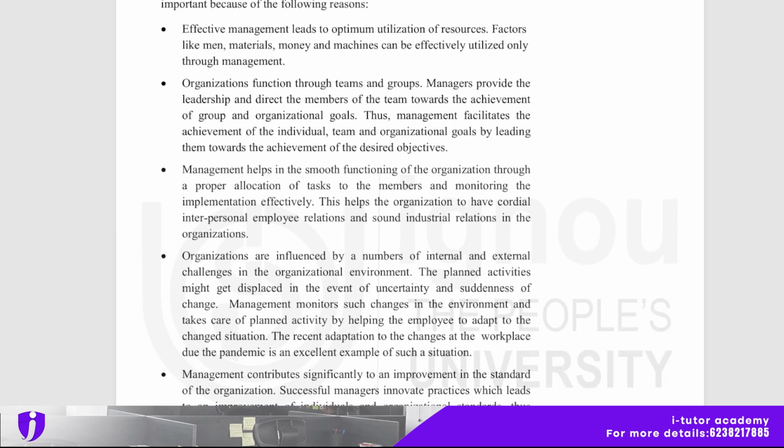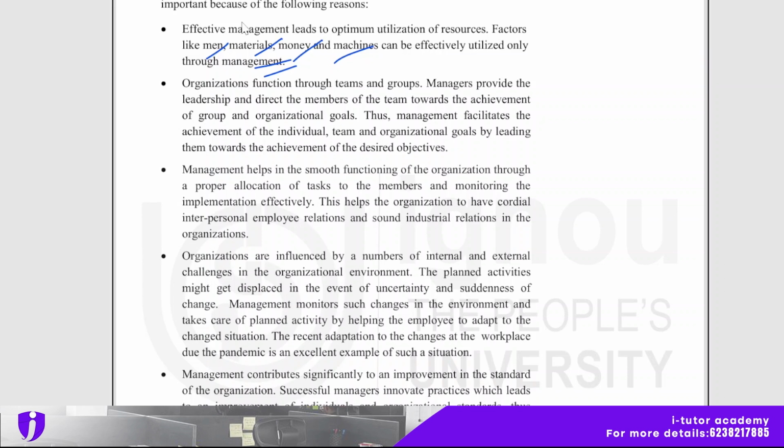The first point is that effective management leads to optimum utilization of resources. So how can we manage resources? Factors like men, material, money, machine can be effectively utilized only through management. It's a managerial process. That's why we must manage the resources effectively. That's the first point. In the second point, organizations function through teams and groups.